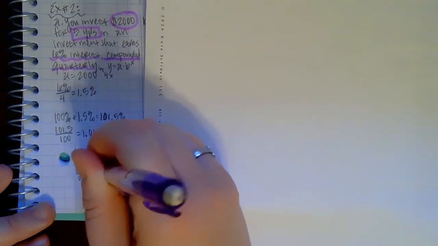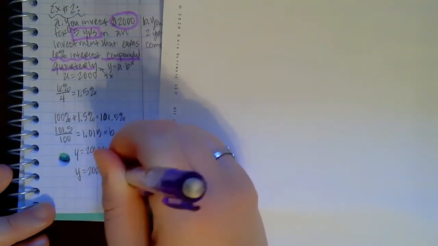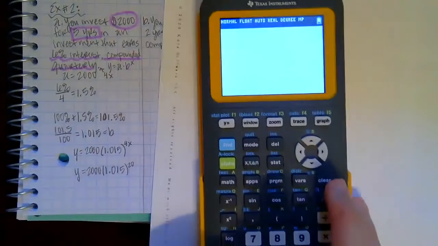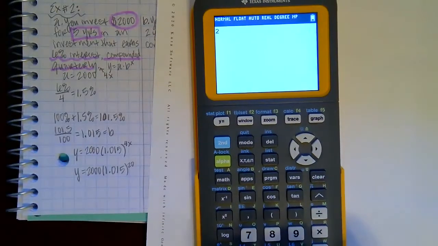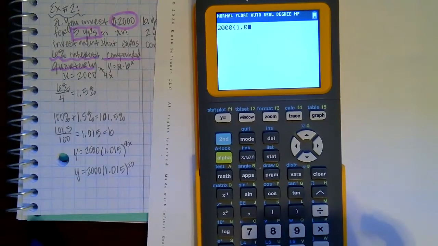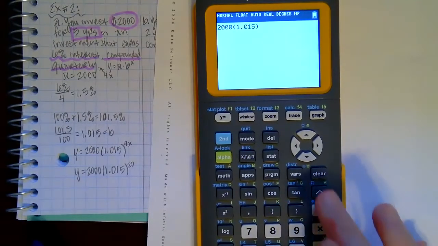So there's my equation. Last step, they ask for after 5 years. I'm going to substitute in my 5 years. So y equals 2,000 times 1.015. And if it's 5 years and it's happening 4 times a year, that's going to give me 20 times. So then I'll put that into my calculator, just like that. So I'm going to go 2,000 times 1.015 to the 20th power.